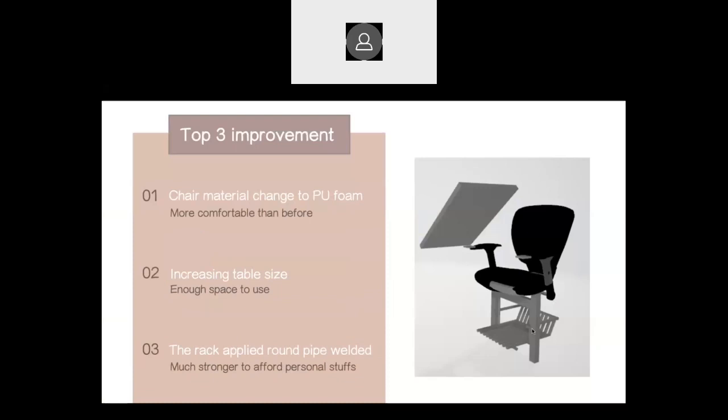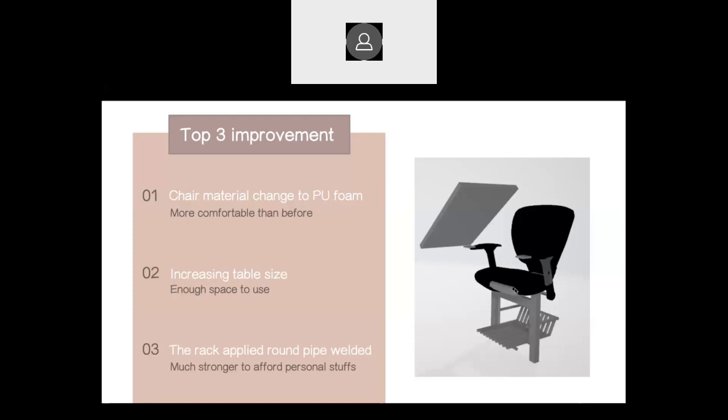For the new chair, we have changed many places and made it better. But the first three important things that we aimed at and that motivated us to improve are, the first one is to make it more comfortable, more suitable for people sitting on it for hours. So we changed the material into PU foam to create a softer cushion.